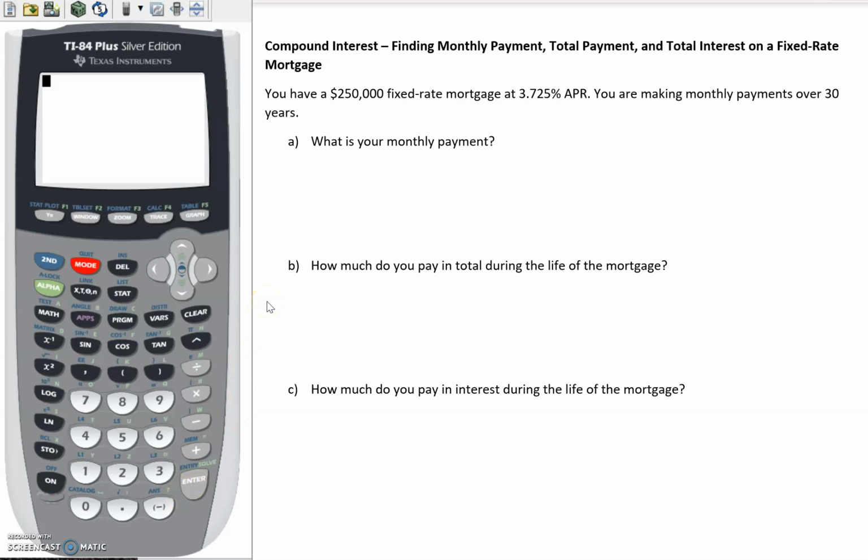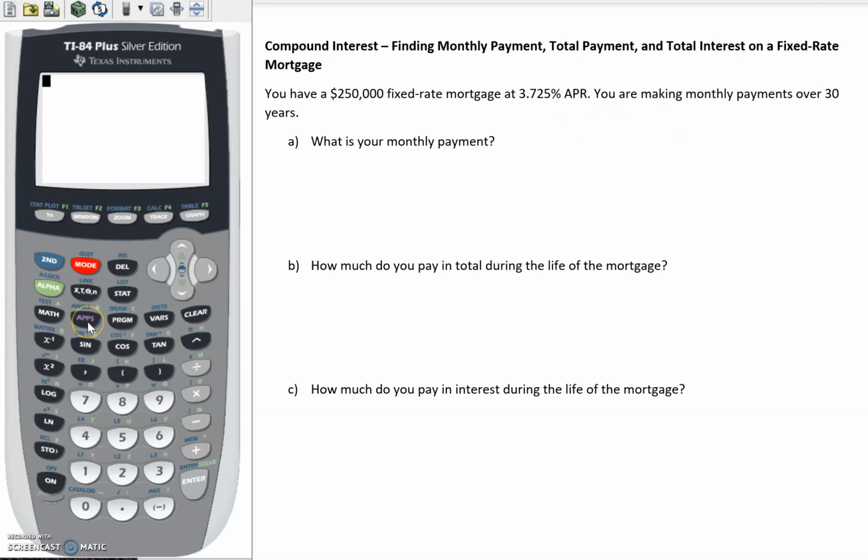Let's investigate monthly payment and total interest on a fixed rate mortgage. So you have a $250,000 fixed rate mortgage. So we have an APR, a present value, that's the loan amount, and then a total amount of time, so 30 years in this case. It is entirely possible that you have a mortgage for a different period of time, but 30 years is pretty standard.